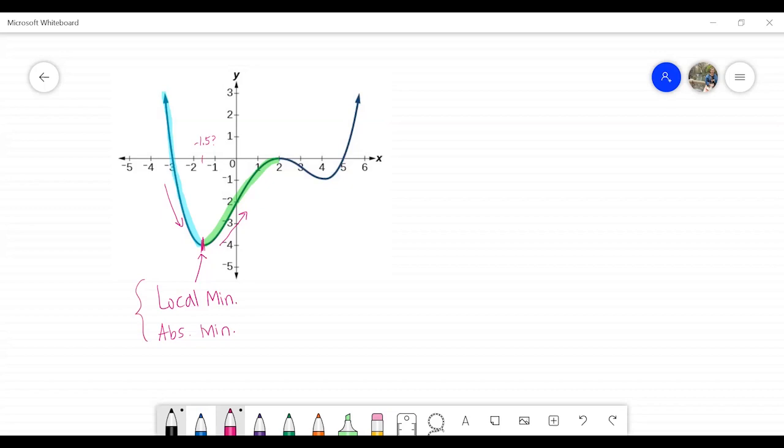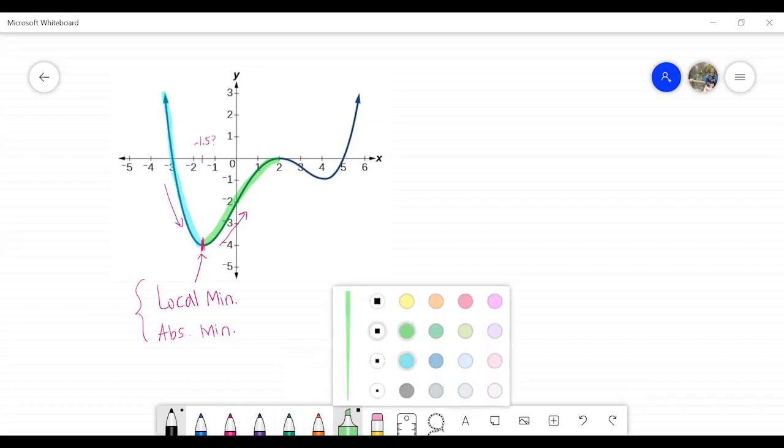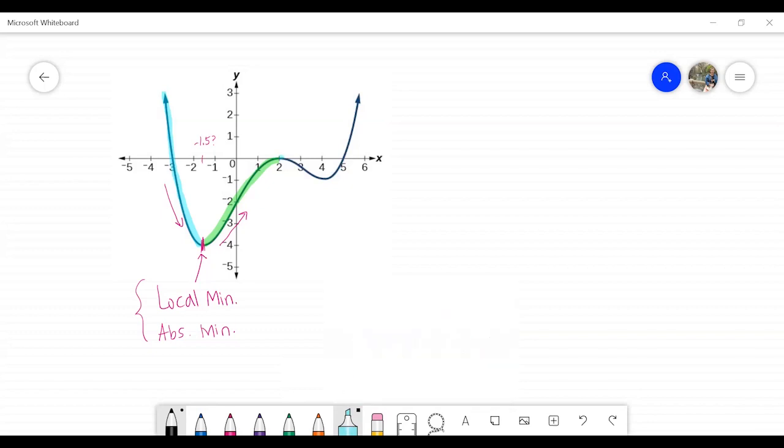And then very similar to that, up here, we already said that we're increasing on this green portion. So what if we're decreasing again from here to here? Well, do we see that that makes this, and this one's pretty clearly at 2, right? That makes this a local maximum, right? Because we went from increasing to decreasing like this.